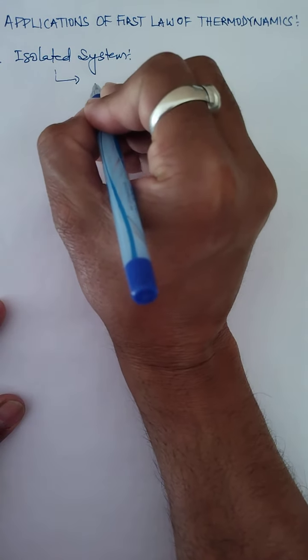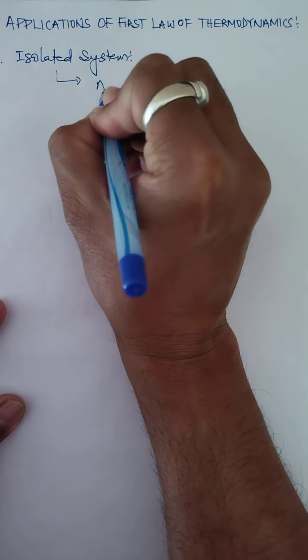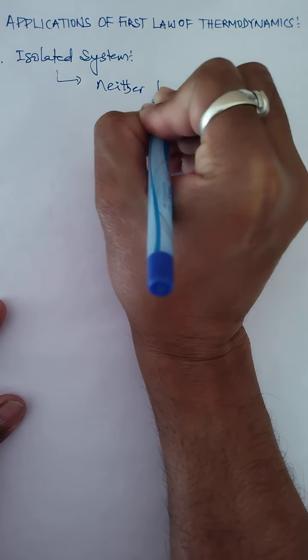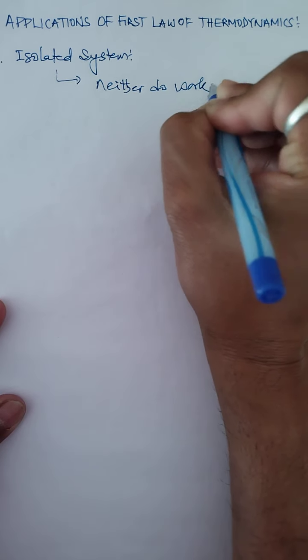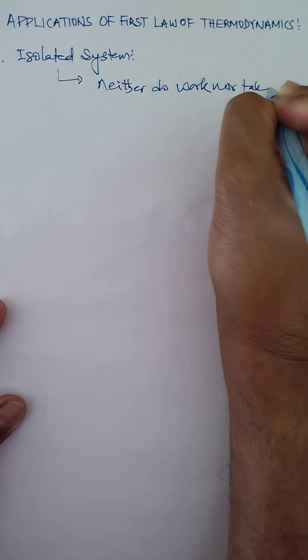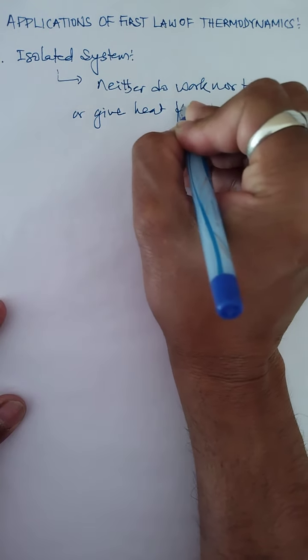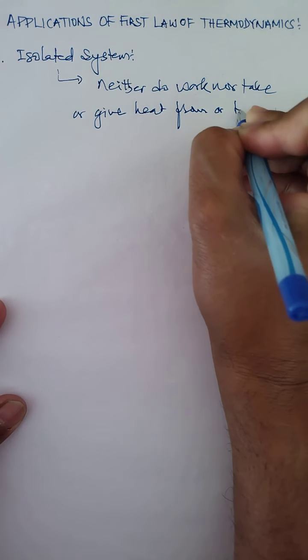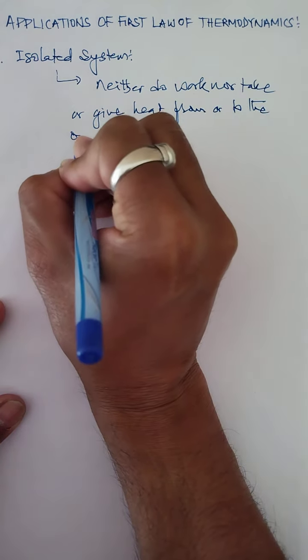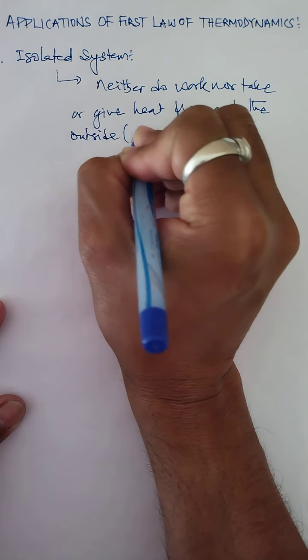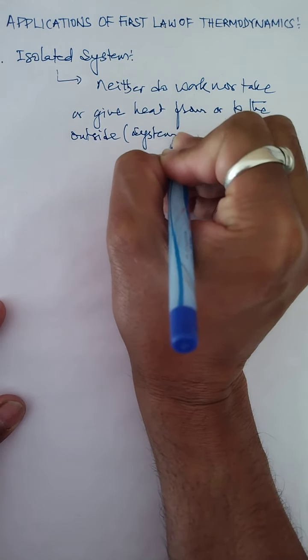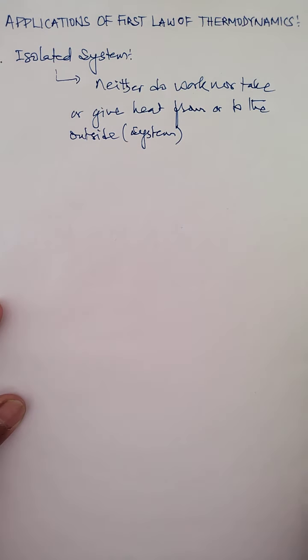So an isolated system means a system which can neither do work, nor take or give heat from or to the outside. To the outside means usually to the surrounding. In simple words, there is no exchange of heat between the system and the surrounding, and without doing any work by the system, such a system is called an isolated system.